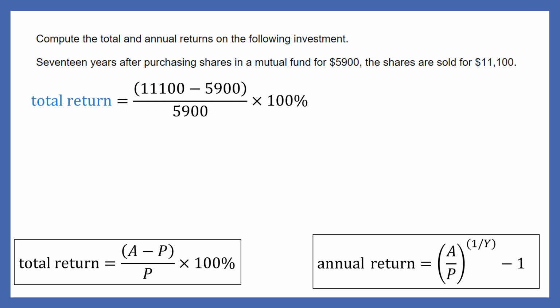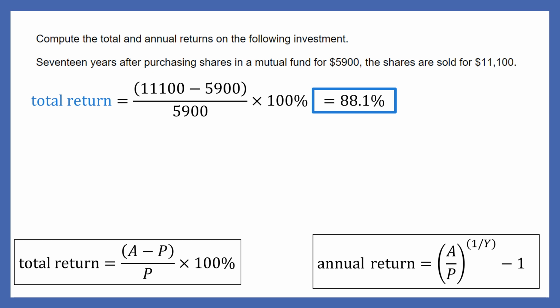Total return is kind of like percent change. We just take the amount we sold it for minus the amount we started with, and we divide it by the original amount, and then we multiply by 100 to turn it into a percent. That gives us the 88.1%. So that's a good return. That means we made 88.1% of our money on top of the money we started with. So we almost doubled our money.